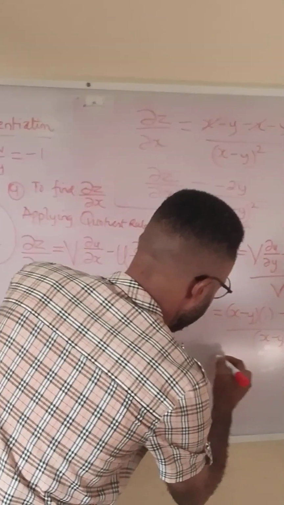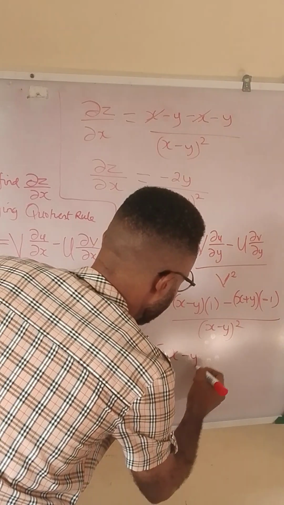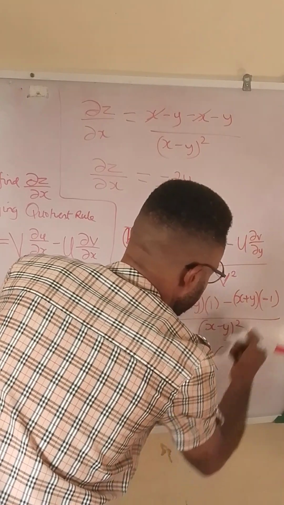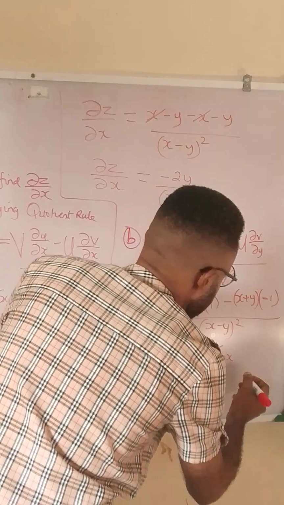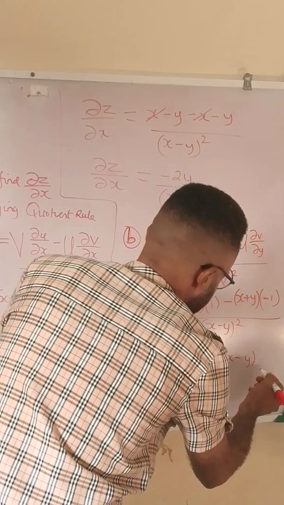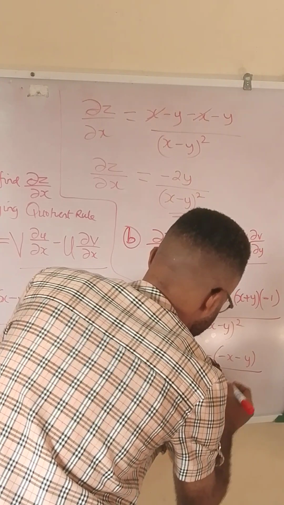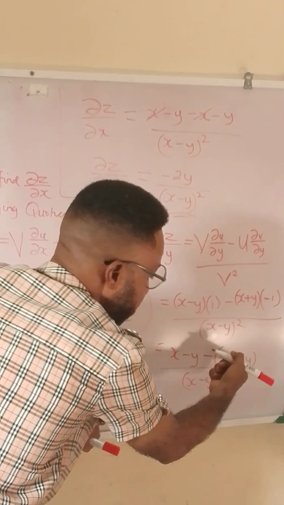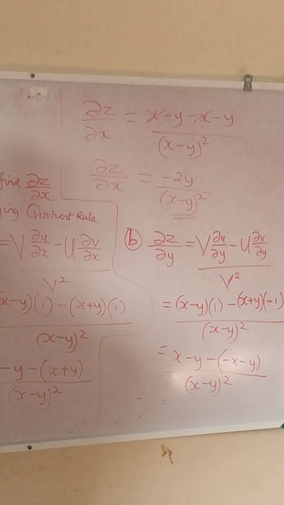And so we can now open the bracket, so this will give us 1 times x is x, 1 times minus y is minus y. We keep this minus and use this first to open this bracket. So minus 1 times x is minus x. Minus 1 times plus y is minus y, divided by x minus y all squared. So at this point, we can now use this to open the bracket, and so we have x, okay, let's go to this other side.